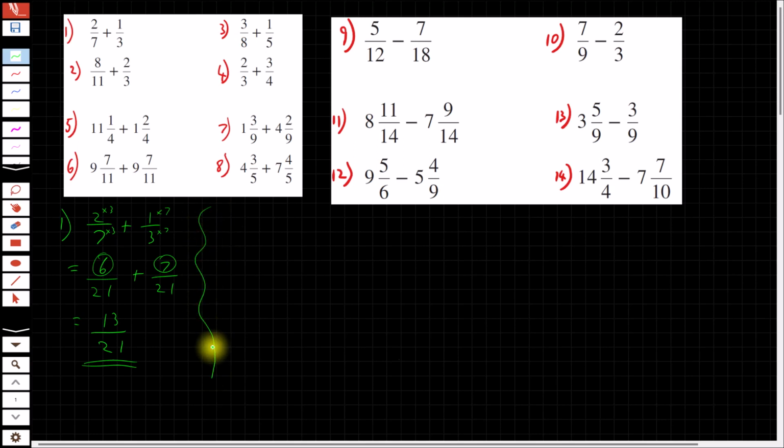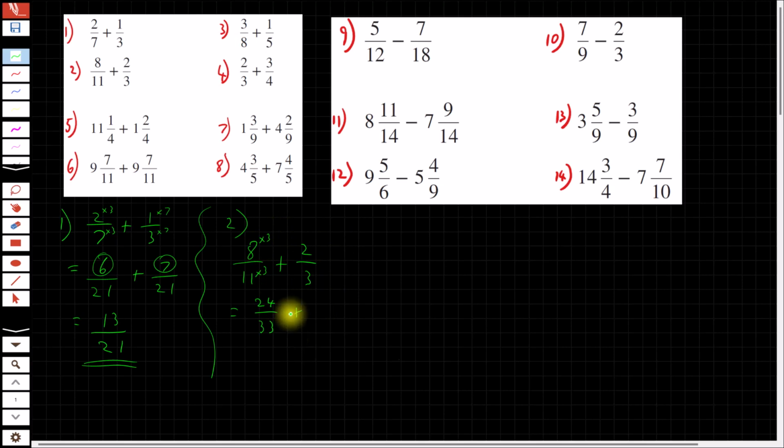Okay, let's do question 2. We have 8 over 11 plus 2 over 3. We can multiply the denominators together. 3 times 11 is 33. So we multiplied that by 3. We need to multiply that by 3. That's 24. 3 times 8.